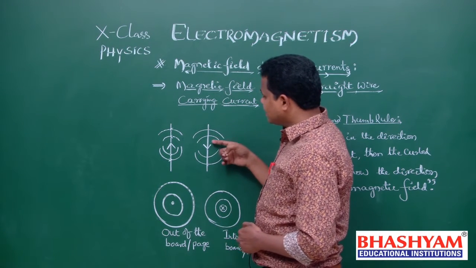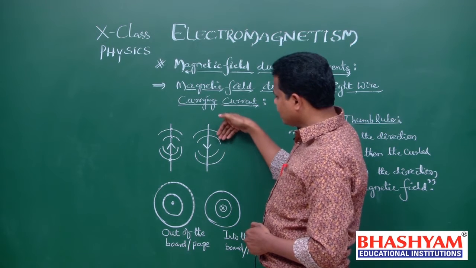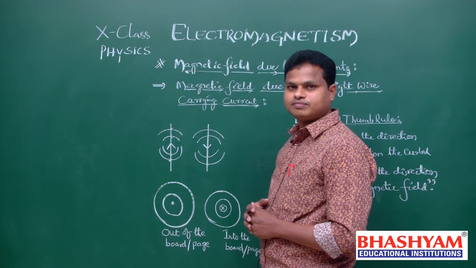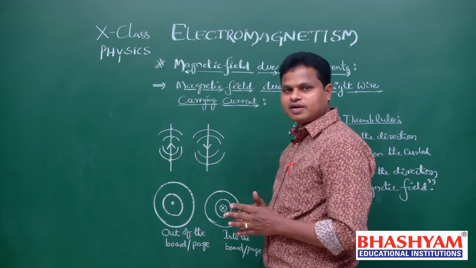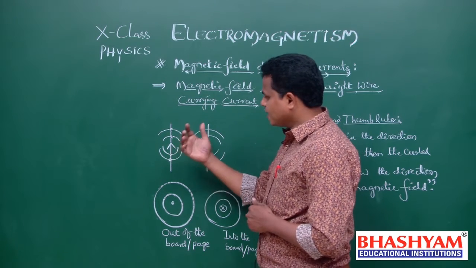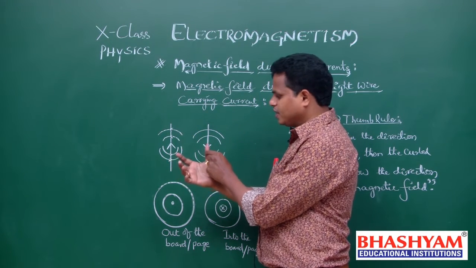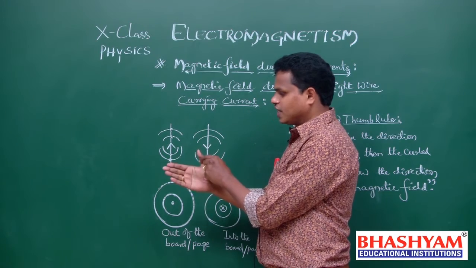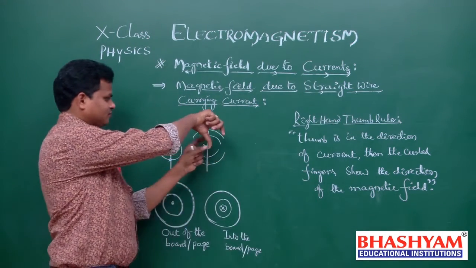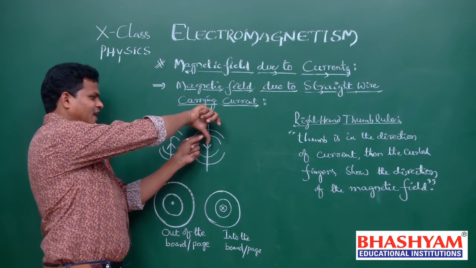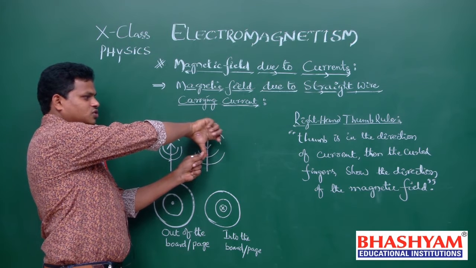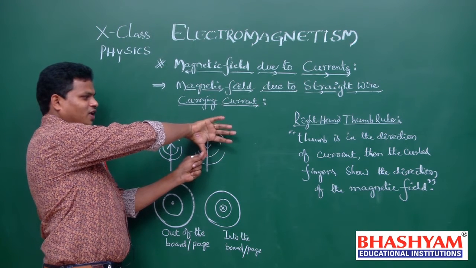Now, when the current passes through the wire vertically downward, what is the direction of the magnetic field? The direction of the magnetic field due to the straight wire is given by the right hand thumb rule. Thumb in the direction of current, curled fingers show the direction of the magnetic field. Now, this is the current direction. The thumb is in the direction of current. Now, the curled fingers show the direction of the magnetic field around the wire.